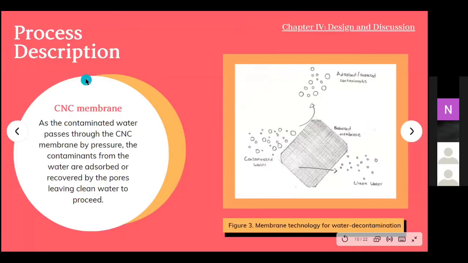Now I'm going to be talking about the process description, starting off with the CNC membrane. The features of a CNC membrane, such as high-strength hydrophilic surface chemistry, large surface area, and absorption capabilities, are already very promising for them to become a high-end membrane.